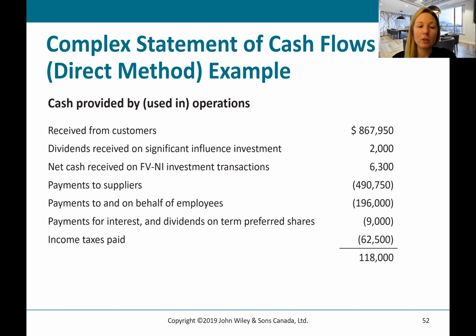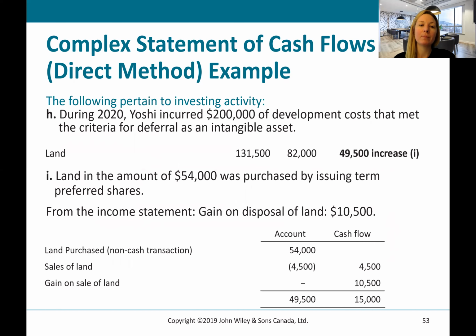So cash provided or used by operations, you can see that we've got cash received from customers, dividends received on significant influence investments. If those are part of the regular operations of the company, they're going to go through operating cash flow. Payments to suppliers, payments to and on behalf of employees, payments for interest and dividends on preferred shares, and income taxes paid. So you can see how it's the direct method because we're drawing a direct line to the cash flows. We're not using net income and working backwards.